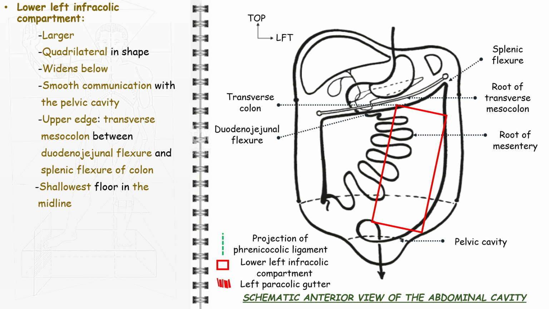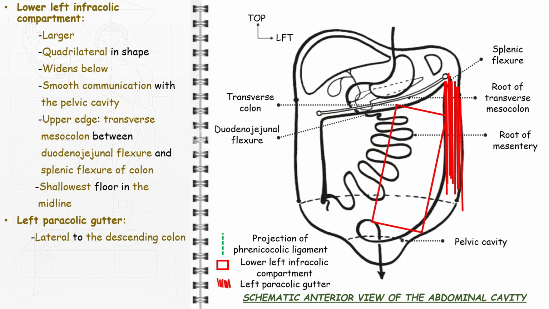Lateral to the descending colon is the left paracolic gutter. It is limited above by a small transverse fold of peritoneum between the left flexure of the colon and the diaphragm, the phrenicocolic ligament. Unless it has been removed by surgery, this helps to prevent the upward spread of infection to the left subphrenic region.